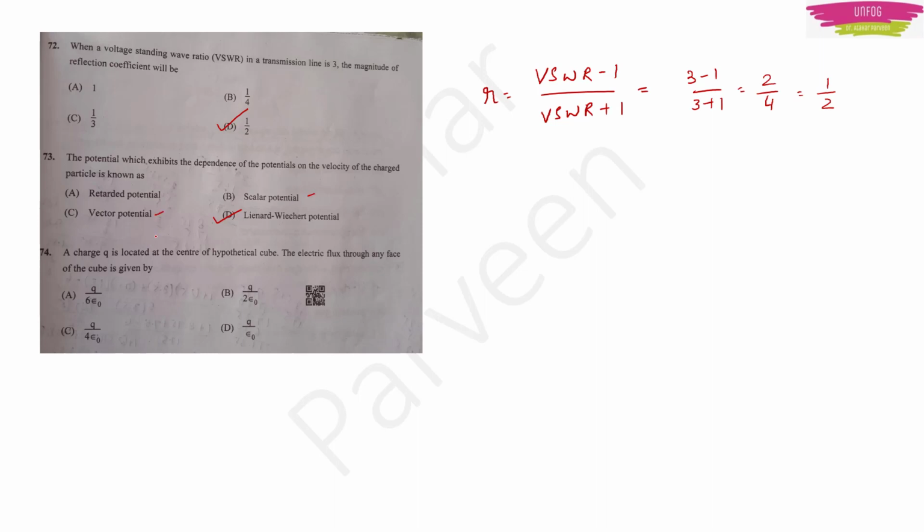So scalar potential and vector potentials, they are included in this Liénard-Wiechert potential. So this is described in Lorentz gauge. So option D is the right answer.